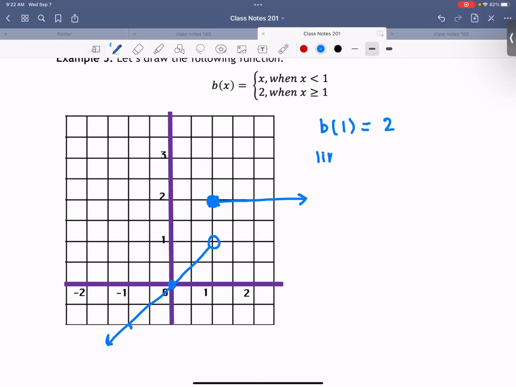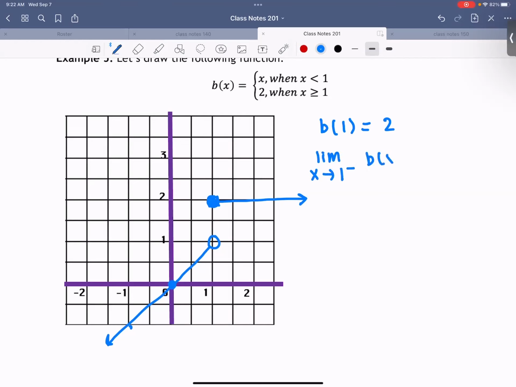Okay. Let's talk about the limit as x approaches 1 from the left of b of x. So what this means is as the x values are getting closer and closer to 1 on the left-hand side, what are the y values getting closer to? 1. Good. So the left-hand limit is 1. Let's talk about the right-hand side. As the x values get closer and closer to 1 on the right-hand side, what are we expecting the function to be? 2, good.